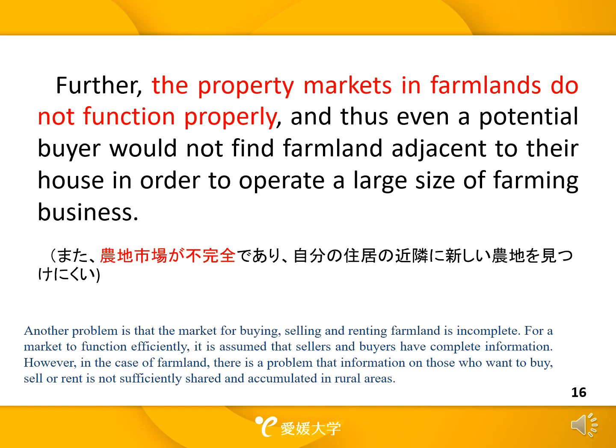Another problem is that the market for buying, selling, and renting farmland is incomplete. For a market to function efficiently, it is assumed that sellers and buyers have complete information. However, in the case of farmland, there is a problem that information on those who want to buy, sell, or rent is not sufficiently shared and accumulated in rural areas.